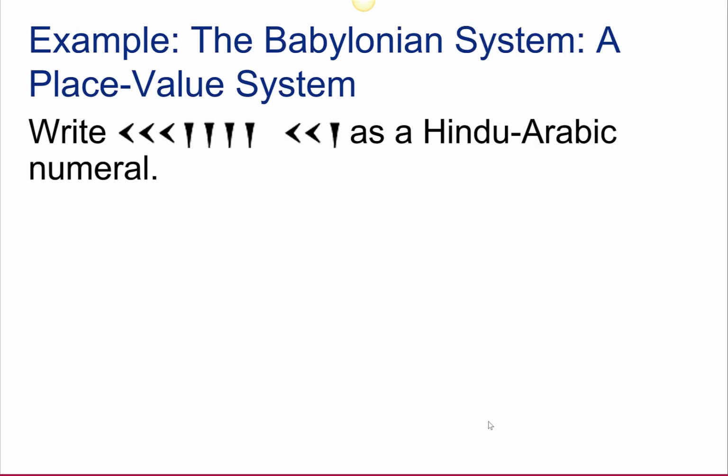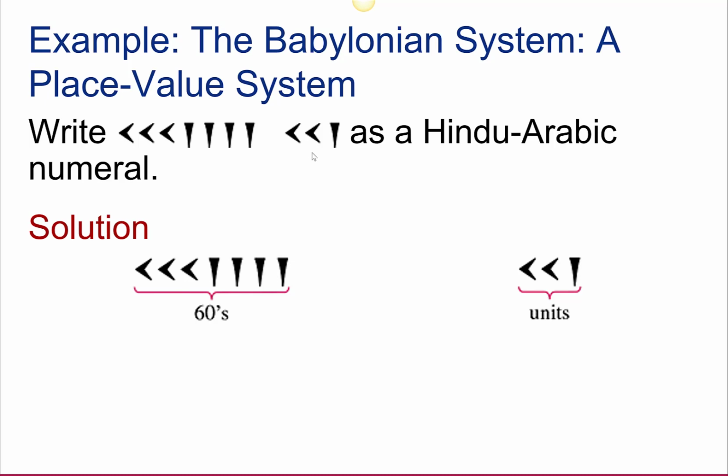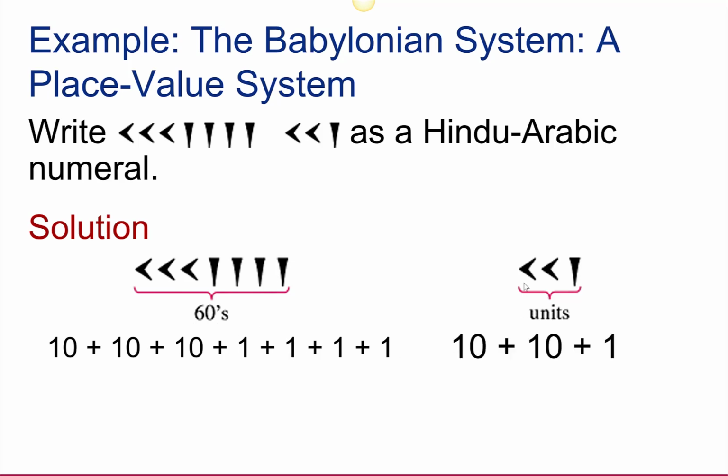So let's write this number here as a Hindu-Arabic numeral. So let's lay out what we see. So we've got 2 positions. So we know we're going to have units and we're going to have 60s. And then we look at the value of the numerals that are shown or symbols that are shown for each position. So here we have 10, 20, 30 plus 4, 34. And over here we have 10, 20 plus 1, 21.